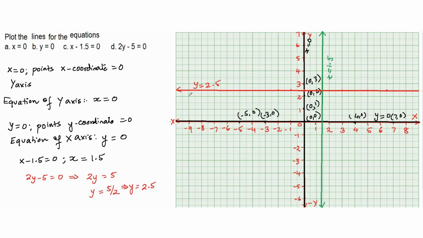It is of course above the x-axis, because y is positive 2.5, and it is at a distance of 2.5 units from the x-axis. So again, pausing for a minute while you take a note of all these graphs, and then we will continue.